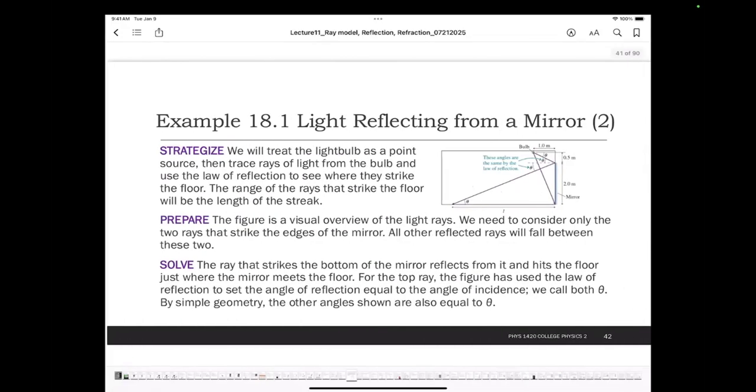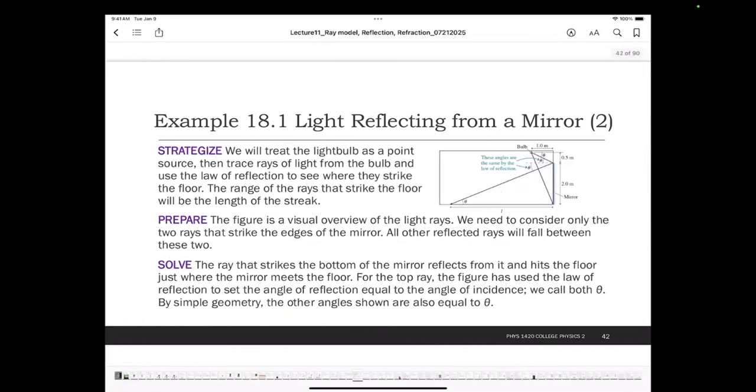Okay, let's try to resolve this problem. We still treat the light bulb as a point source, then trace rays of light from the bulb and use the law of reflection to see where they strike the floor. The range of the rays that strike the floor will be the length of the streak. The figure is a visual overview of the light rays.